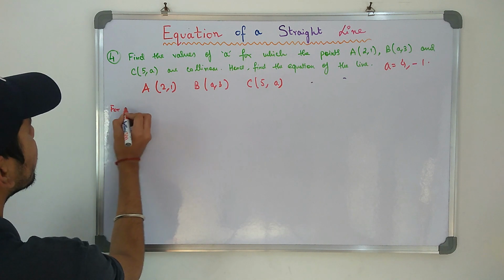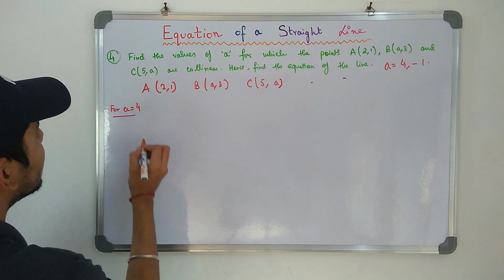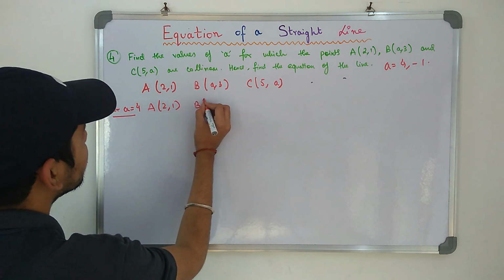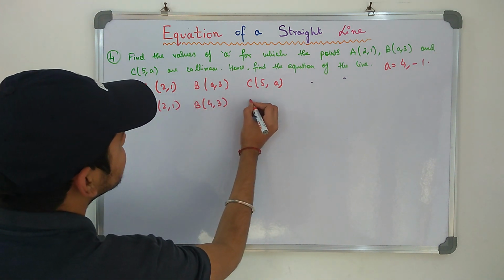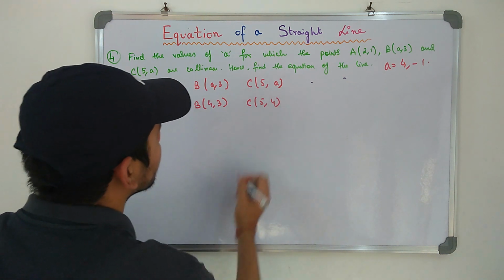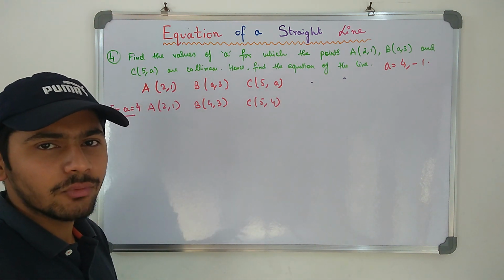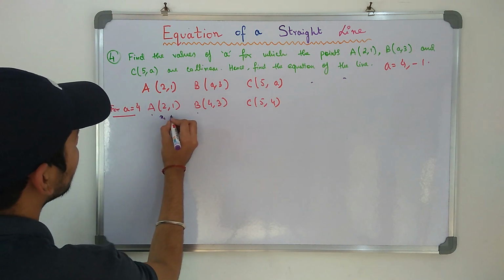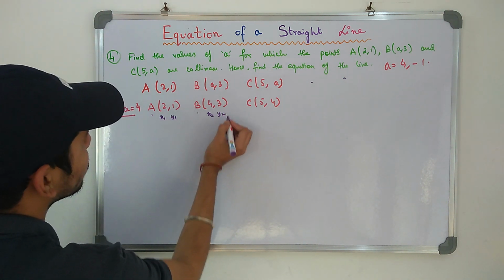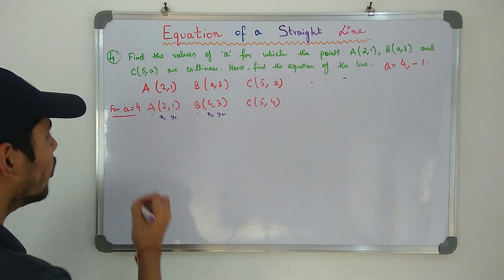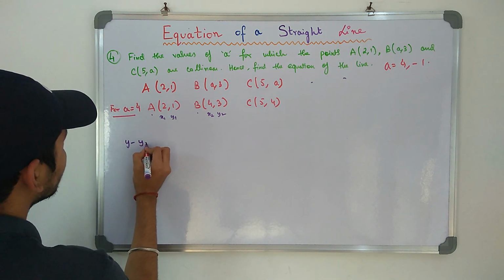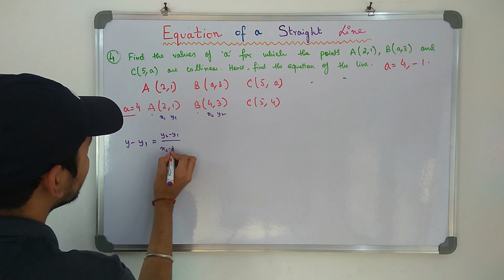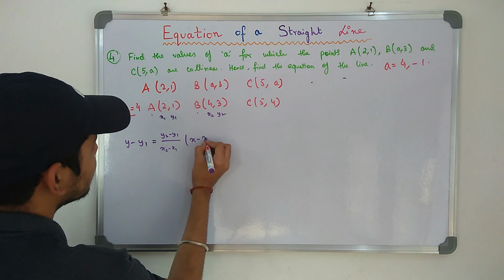For a is equal to 4, let me write the coordinates when a is equal to 4. A will be (2, 1), B will equal (4, 3) and C will equal (5, 4). Now we'll simply use the 2-point formula to get the equation of the line. We take A and B, so this will be x1 y1 and this will be x2 y2. What was the 2-point formula? It was y minus y1 is equal to (y2 minus y1) divided by (x2 minus x1) into (x minus x1).